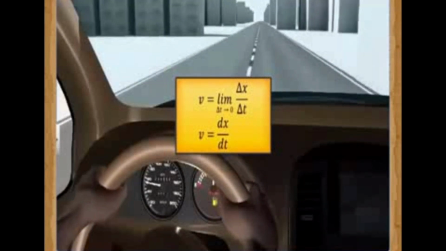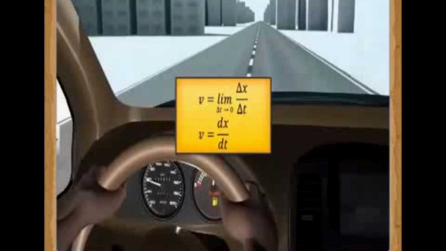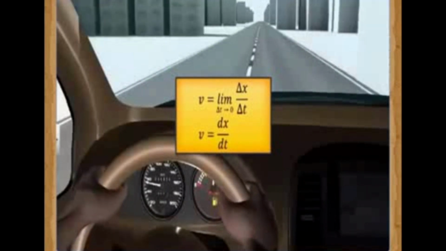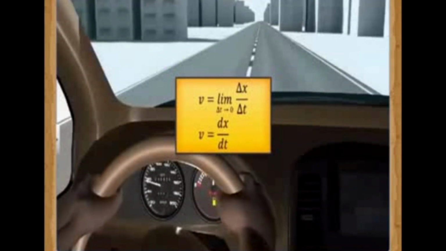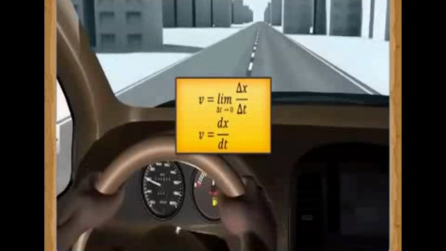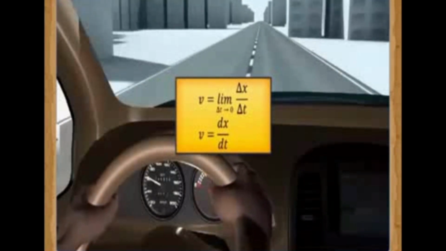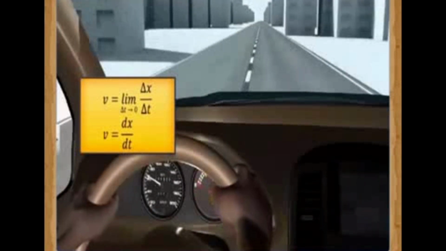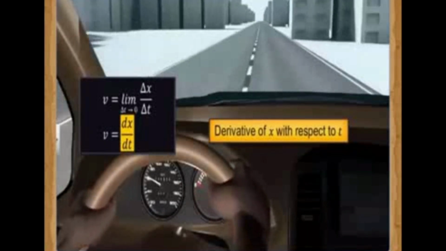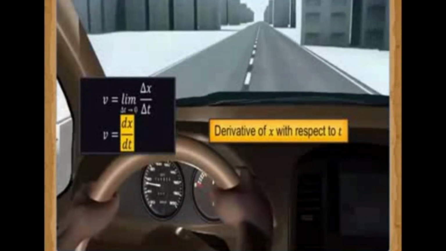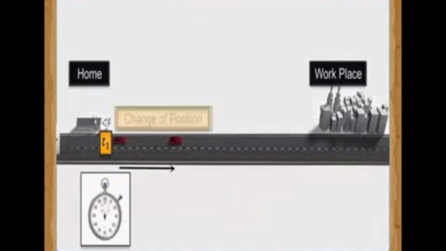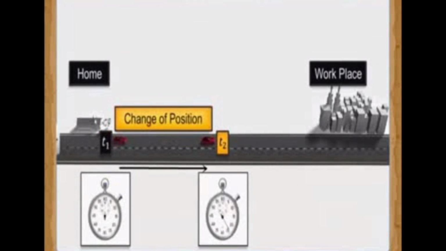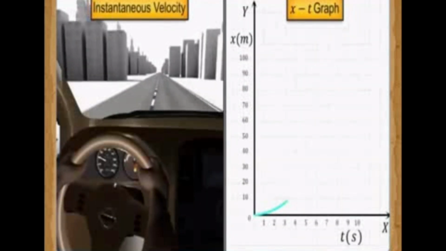Instantaneous means delta t tends to 0, that is, a very small time period. Velocity equals delta x by delta t, the rate of change of displacement, dx by dt, or change in displacement by change in time period. Using that, you can calculate the velocity at any instant of time, at 5 seconds or 10 seconds or 15 seconds. You can calculate that by using integration. The time period changes the position between T1 and T2, the initial and final positions.